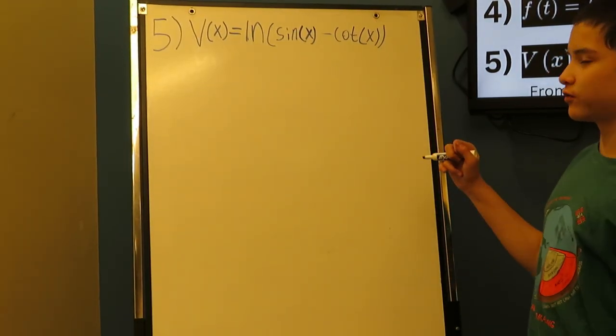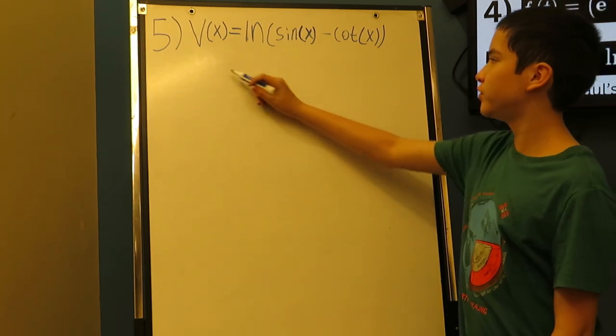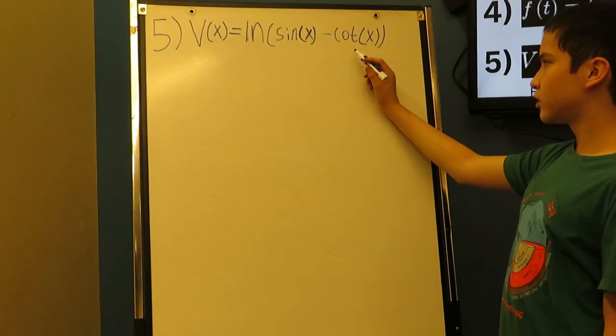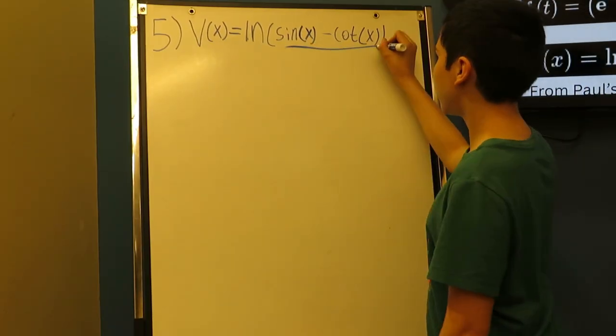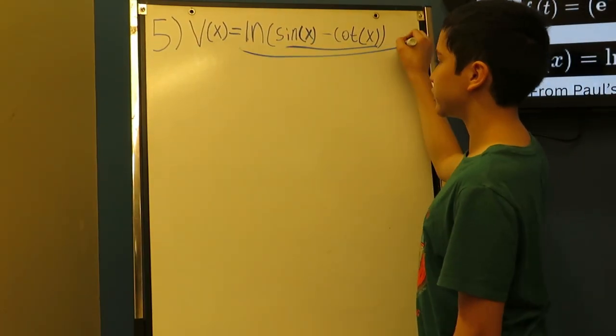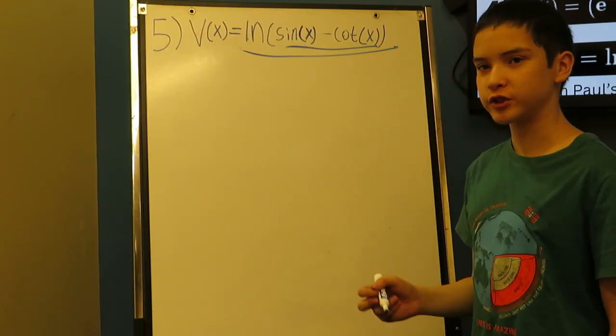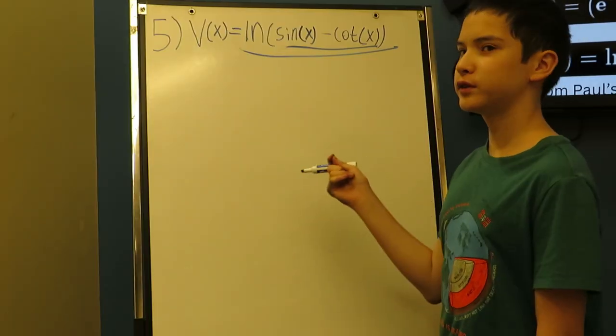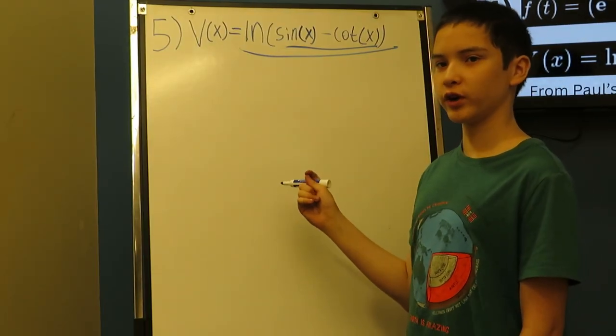Okay, let's look through the final question. We're given v of x equals natural log of sine of x minus cotangent of x. So we have an inner function and an outer function here, so we have to use the chain rule. Now, recall that the derivative of natural log of x equals 1 over x.